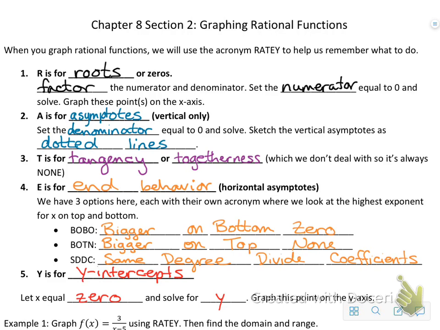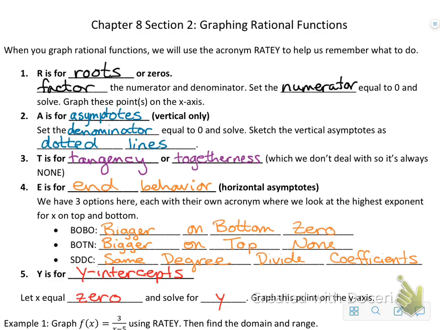So when you graph rational functions, those are the functions that look like a fraction. We will use the acronym RADI to help us remember what to do. So I'm going to go through each step while going through another problem. And then I'm going to do two more problems.